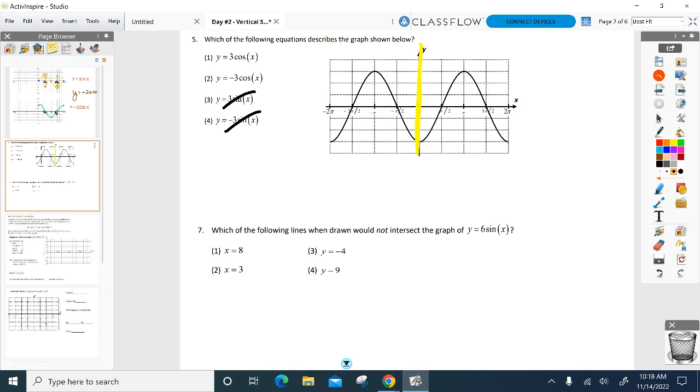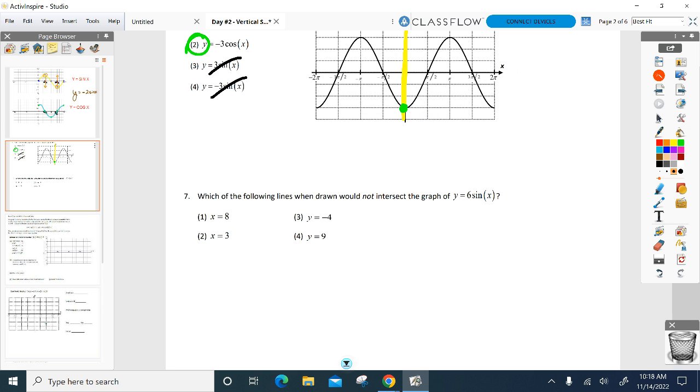Go back to our discussion at the beginning of class. Where does cosine always start? Cosine starts at the max, right? But look, where's this starting? At the minimum. So what must I have put out in front for it to flip? Negative sign. Yep. So that's why it's choice 2.